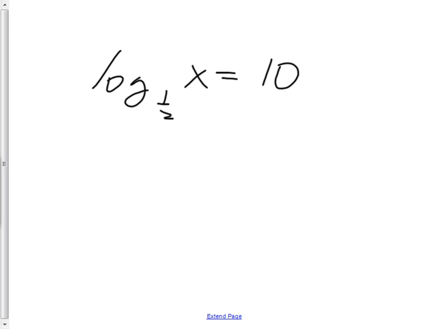The main thing is, did you know you should do this? 1/2 to the 10th equals x. And you just take 1/2 to the 10th power, which is 1/2 times 1/2 times 1/2 times 1/2. So it's a really, really small number, right?